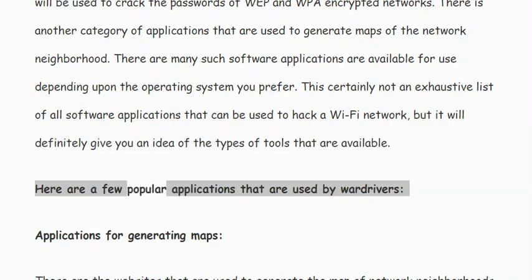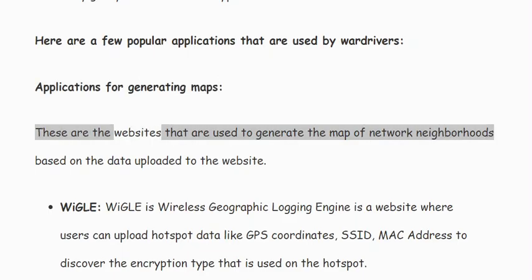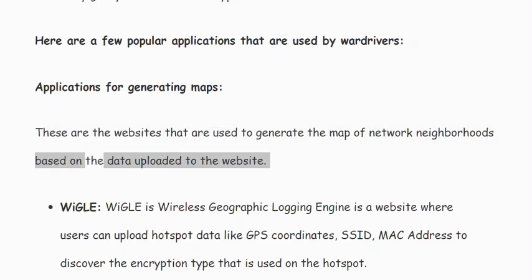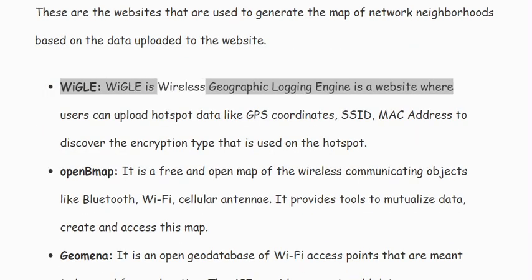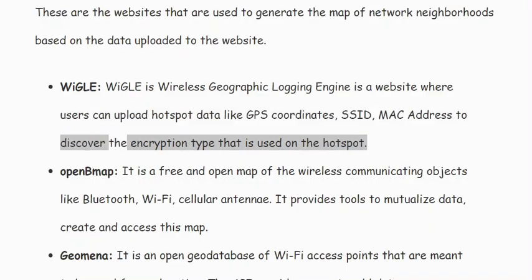Here are a few popular applications that are used by war drivers. Applications for generating maps. These are the websites that are used to generate the map of network neighborhoods based on the data uploaded to the website. WiGLE, the Wireless Geographic Logging Engine, is a website where users can upload hotspot data like GPS coordinates, SSID, and MAC address to discover the encryption type that is used on the hotspot.